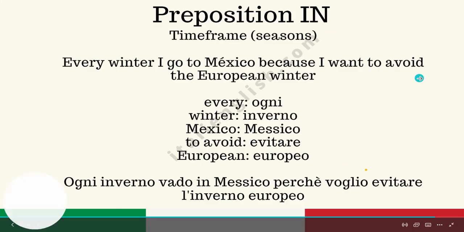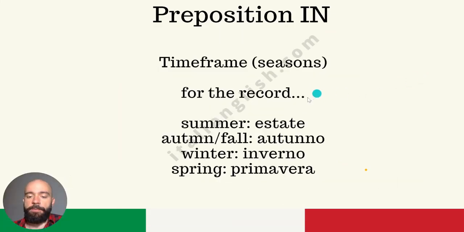Next slide, you will see a sum up about seasons. So summer is estate, autumn or fall, depending on what kind of English you speak, is autunno, which is very similar to autumn. Winter, like we said, is inverno, and spring is primavera, which is the same translation in Spanish. So if you are familiar with Spanish, or if in your area there are Spanish restaurants with dishes that have some sort of reference to spring, keep in mind that it's the same in Italian.